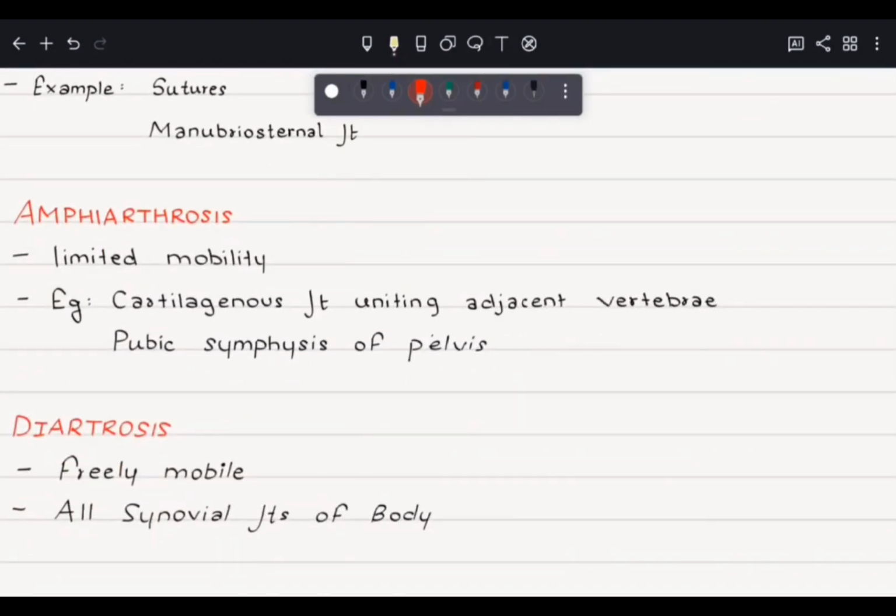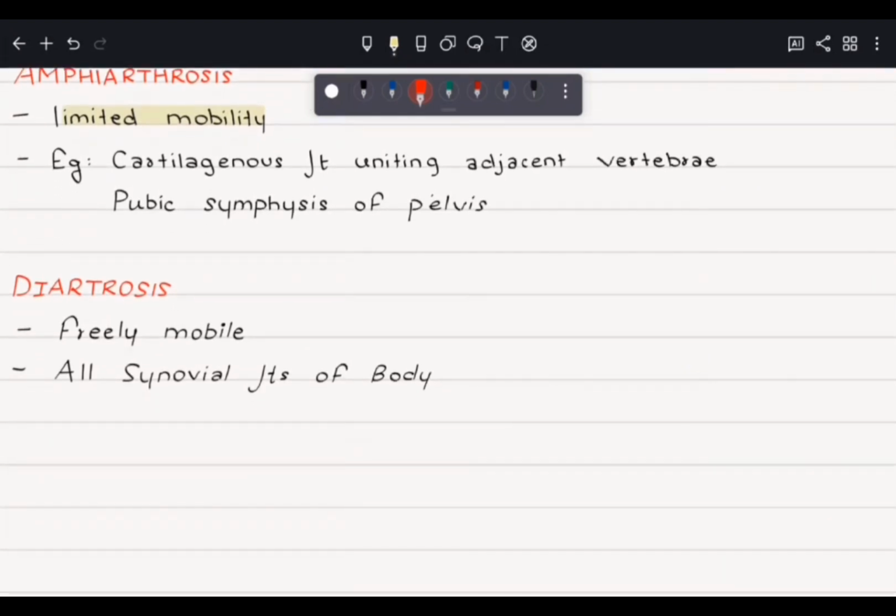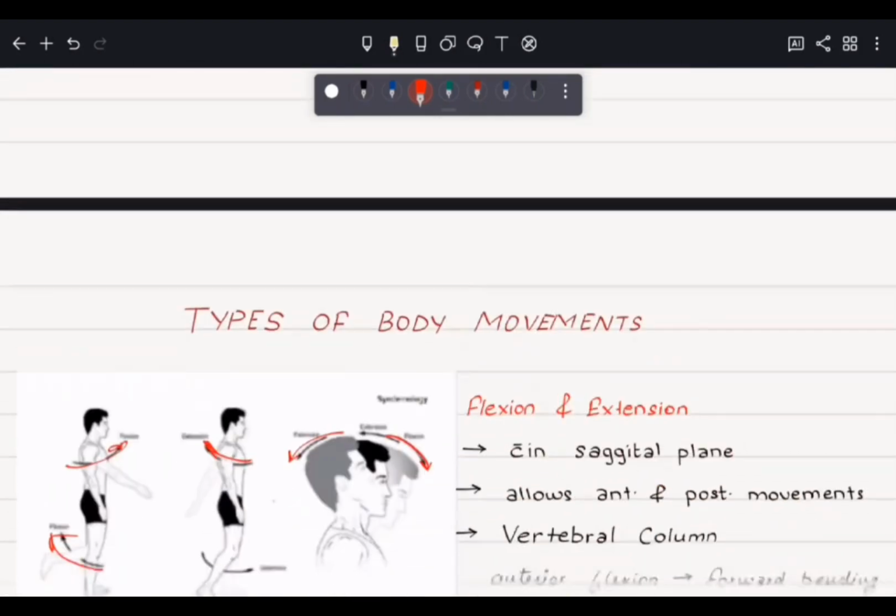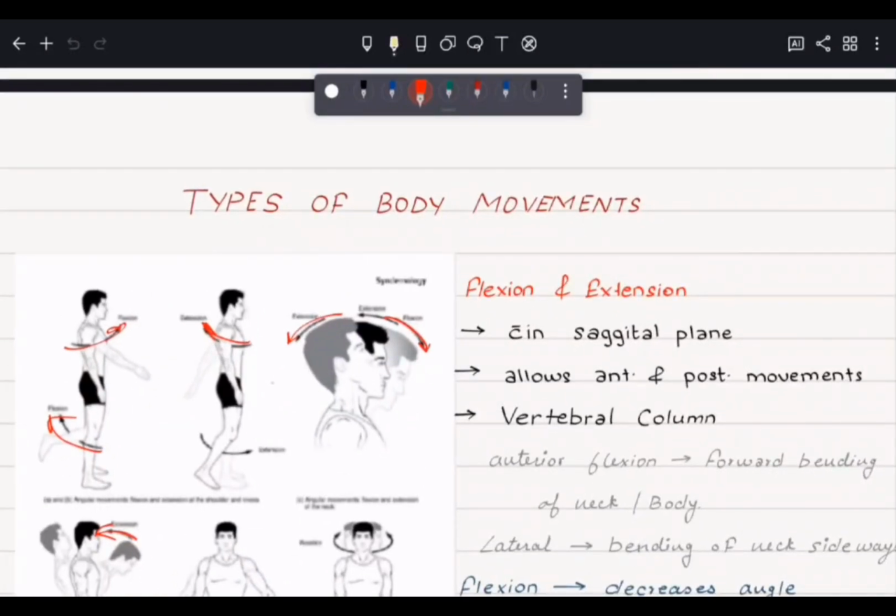So, talking about amphiarthrosis, they have limited mobility. Examples are cartilaginous joints uniting adjacent vertebrae, or the pubic symphysis of the pelvis. Then we have diarthrosis. These are the freely mobile joints, and in this we have all synovial joints of the body.